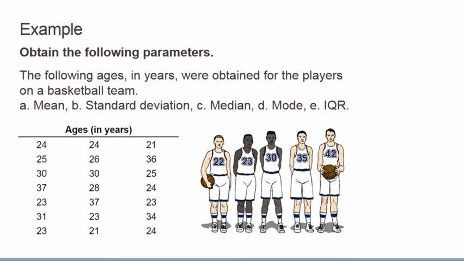Example, obtain the following parameters. The following ages in years were obtained for the players on a basketball team. The ages in years we have are 24, 25, 30, 37, 23, 31, 23, 24, 26, 30, 28, 37, 23, 21, 21, 36, 25, 24, 23, 34, 24. We want to find A, the mean, B, the standard deviation, C, the median, D, the mode, E, the IQR.